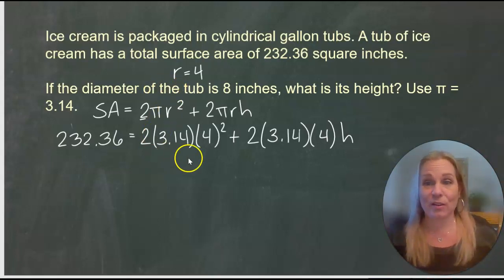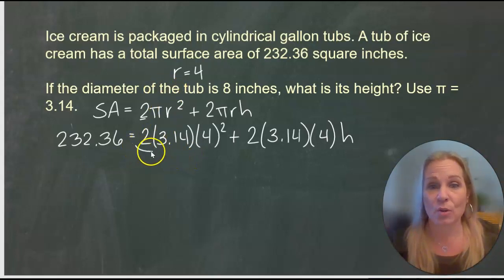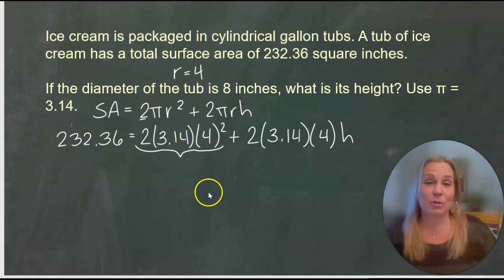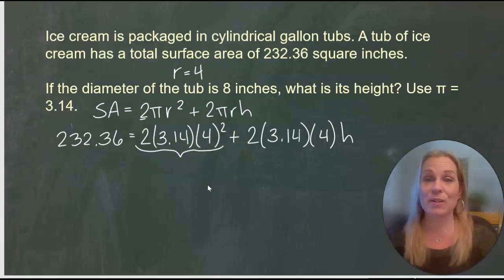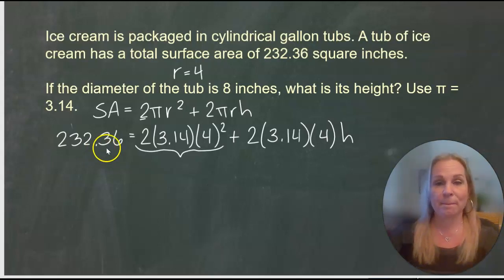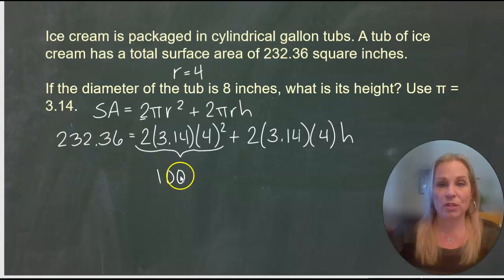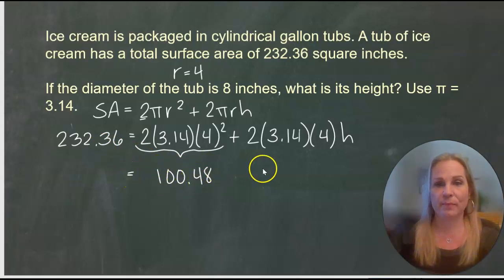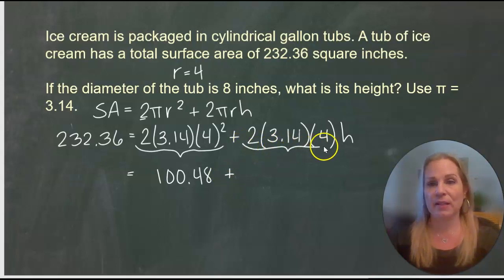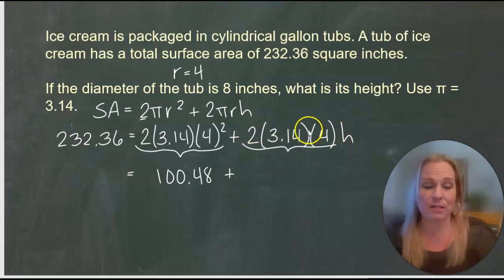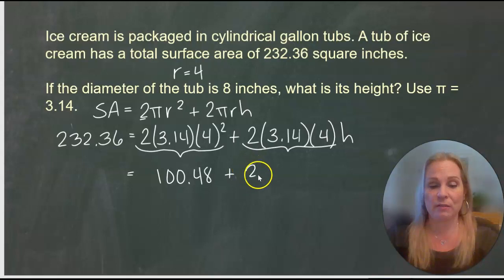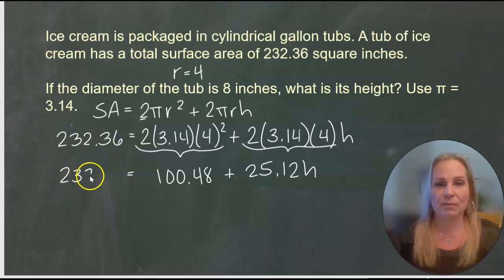So let's crank all this out in the calculator, right? I'm going to multiply all of this. I'm going to do the 4 to the second first. So 4 times 4 is 16. So 16 times 3.14 times 2. And this gives me 100.48. On this side, I'm going to multiply these together. So that's 2 times 4 is 8. So 8 times 3.14 is 25.12h. And I'm going to bring this down.